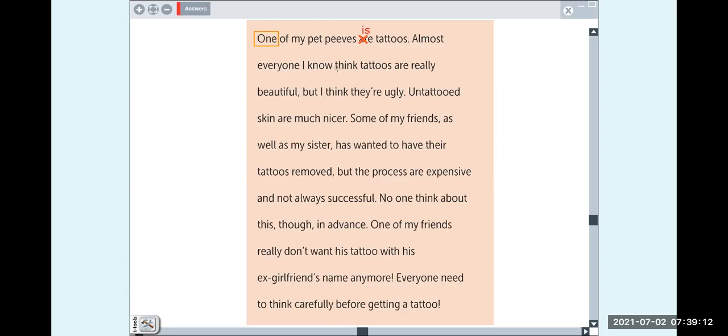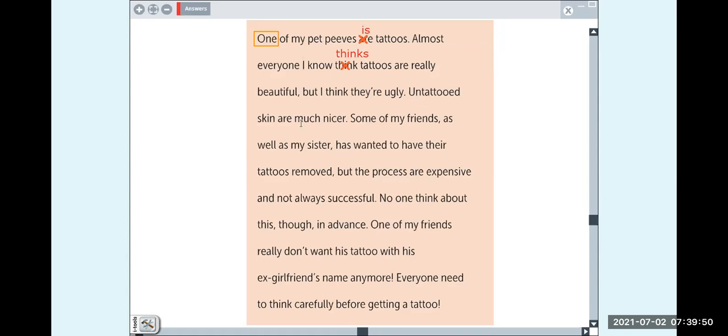Almost everyone I know think tattoos are really beautiful, but I think they are ugly. Think must be in third person. Thinks. Why? Because almost it's a collective noun. No, everyone. Everyone is an indefinite pronoun. Very good. Yes. So here we need to say thinks. Right? Very good.